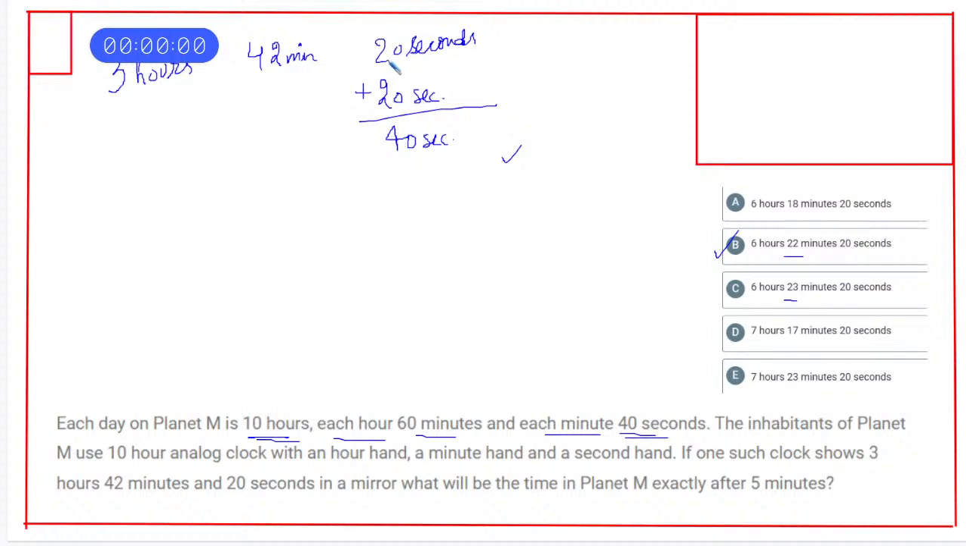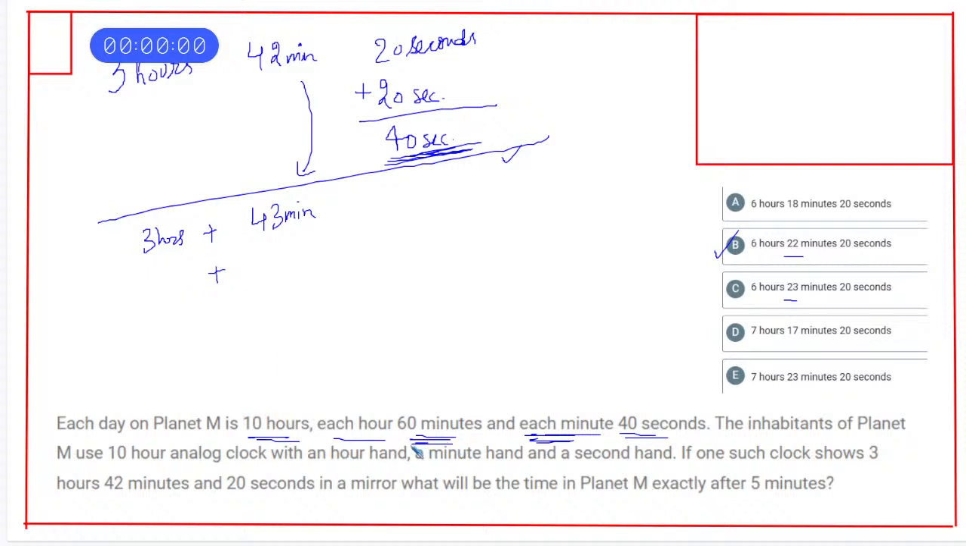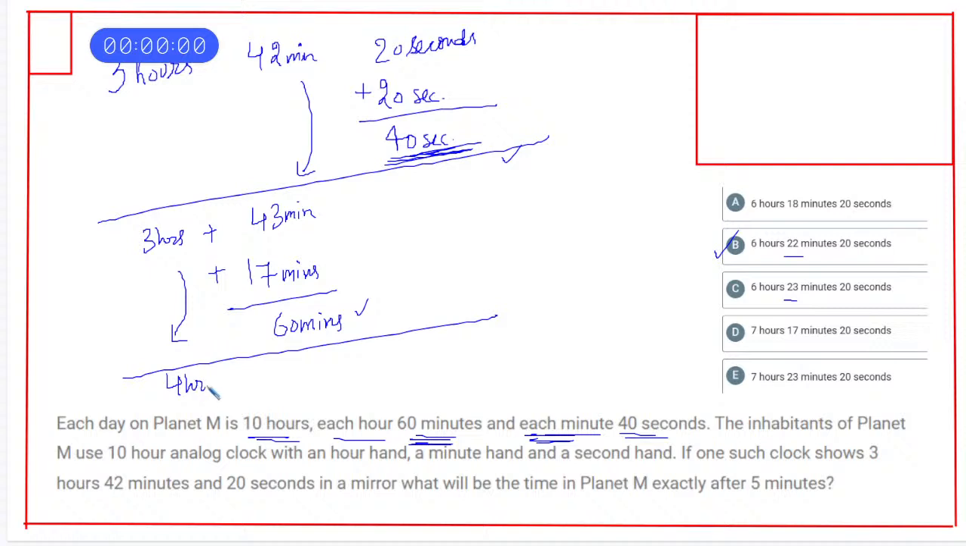The time after this addition would be 3 hours 43 minutes, right? Because 40 seconds have been done, which means 1 minute has completed. So 42 plus 1 minute is 43 minutes. Now if I add how much? I have to make 60 minutes, so I have to add 17 more minutes. So the time would be how much? 60 minutes has completed, so it means 1 hour has completed. So it is 4 hours.